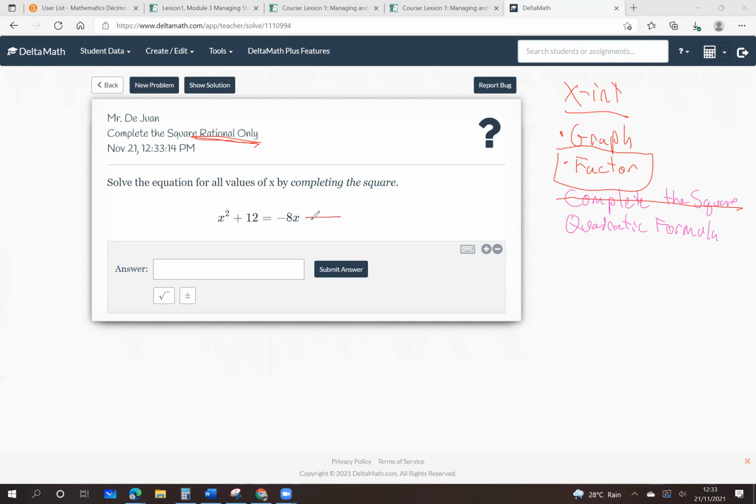I need to rewrite this equation as a quadratic in the form of ax squared plus bx plus c. To do that, I just have to move the 8x to the other side. That way, we are balancing the equation and giving it an output. Everyone clear? An output of y. Plus 8x plus 12.